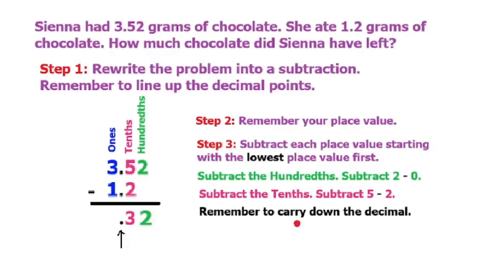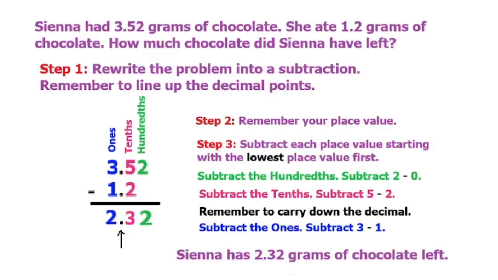Remember to carry down the decimal. Okay, that's very important. Otherwise, your answer won't be correct. The next thing to do is subtract the ones. 3 minus 1 is 2. So Sienna has 2.32 grams of chocolate left after she ate 1.2 grams.